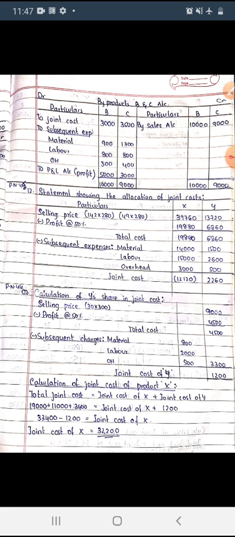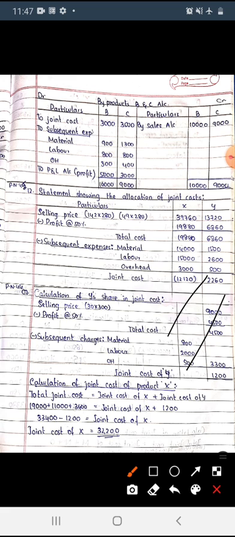Here first we'll prepare the calculation of Y's share in the joint cost. First we prepare Y, because X's selling price is not given, right? So selling price, 30 tons into 300 rupees, how much? 9,000, minus 50% is the profit, so 4,500. Then 4,500 is the total cost, and subsequent cost is given directly as 800, 1,000 and 500. So total joint cost is how much? 1,200.